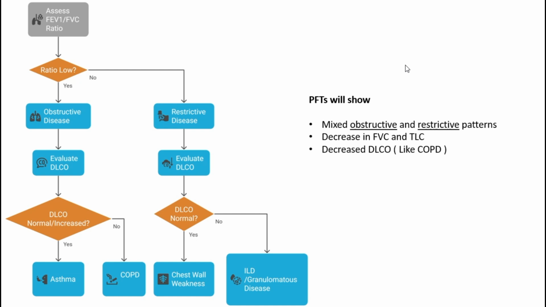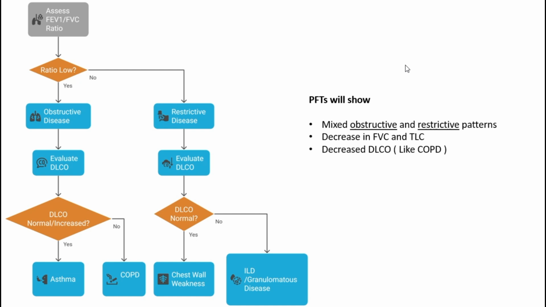After that, we should evaluate the DLCO of each disease. In the obstructive disease, if the DLCO is increased, this will go with asthma. If it's decreased, this will go with COPD. With restrictive diseases, if the DLCO is normal, this will go more with chest wall weakness. If it's decreased, then this will go with interstitial lung disease and granulomatous disease.